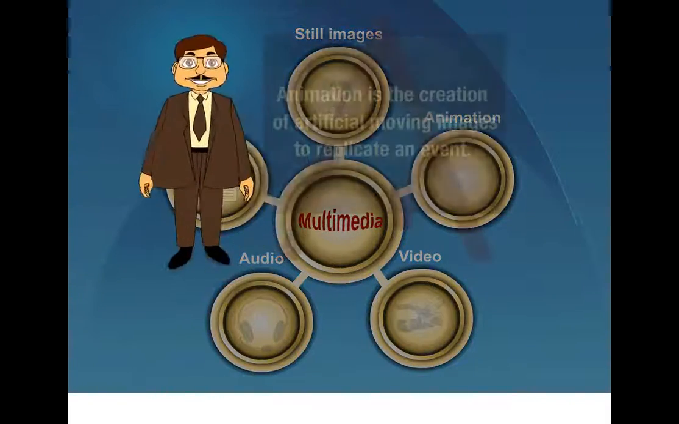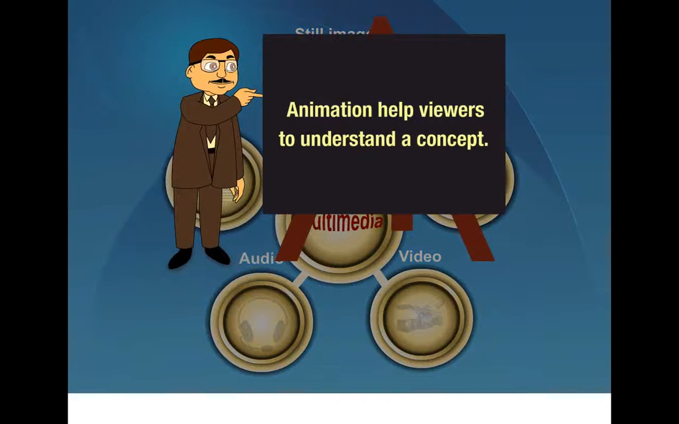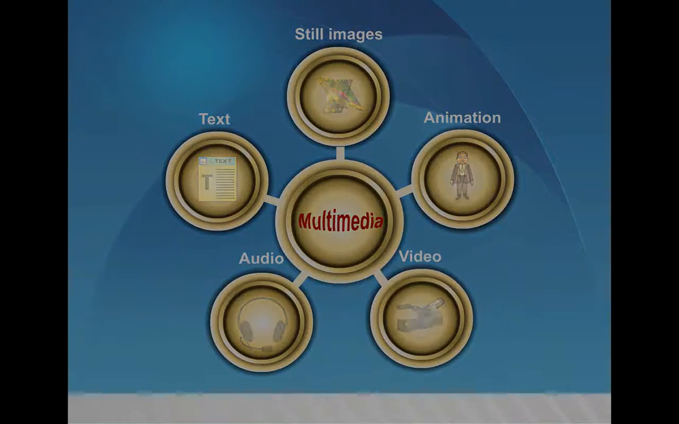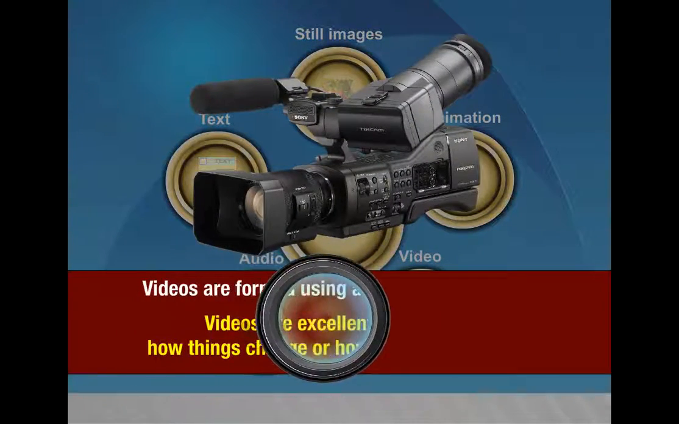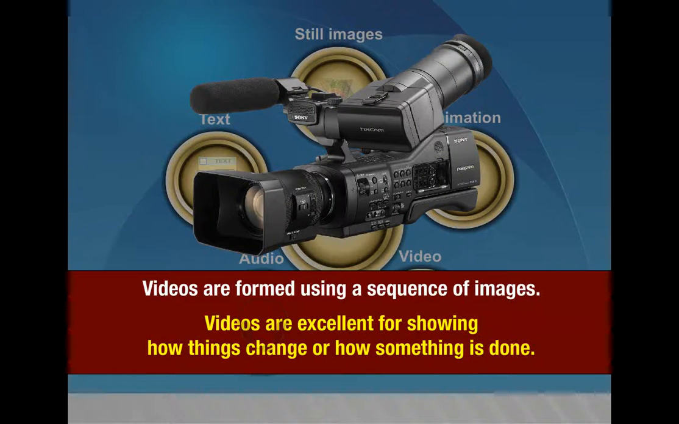Animation. Animation is a creation of artificial moving images to replicate an event. Animation helps viewers to understand a concept. Video. Videos are formed using a sequence of images. Videos are excellent for showing how things change or how something is done.